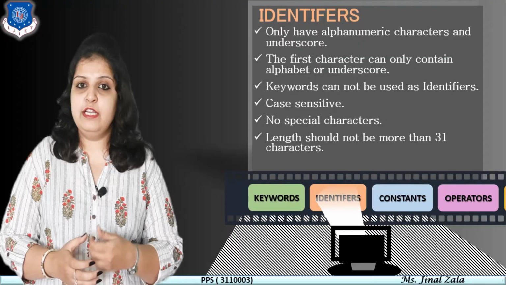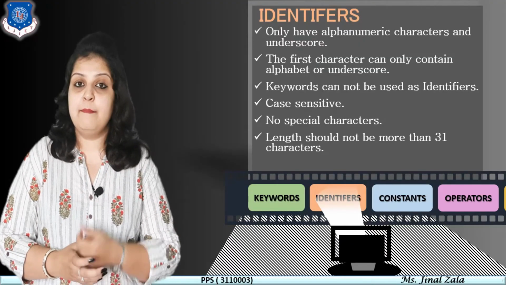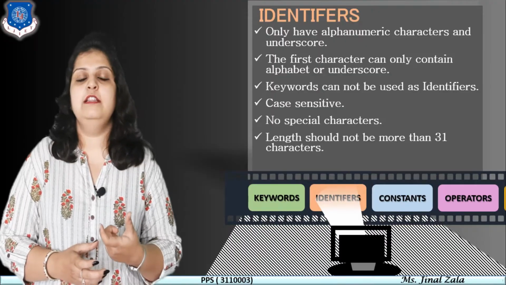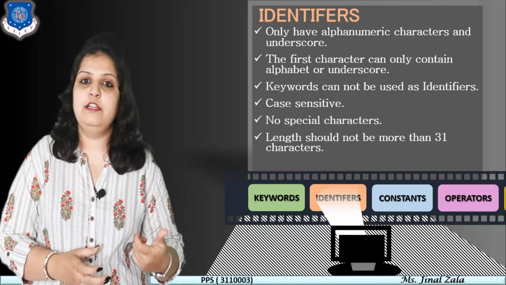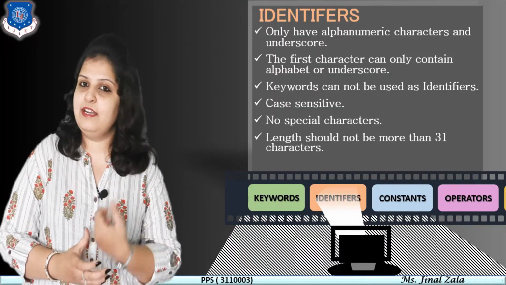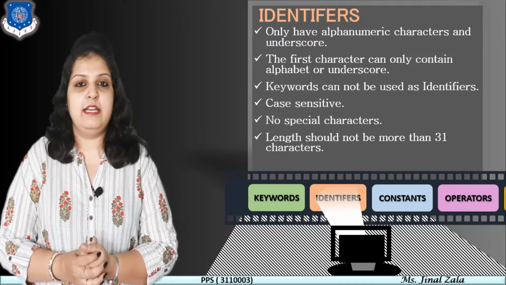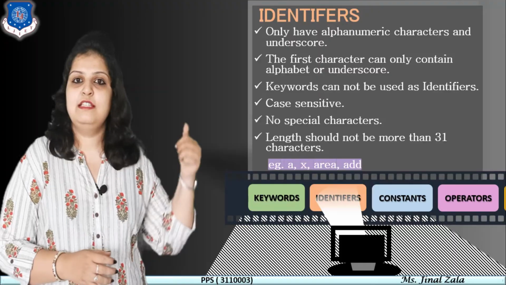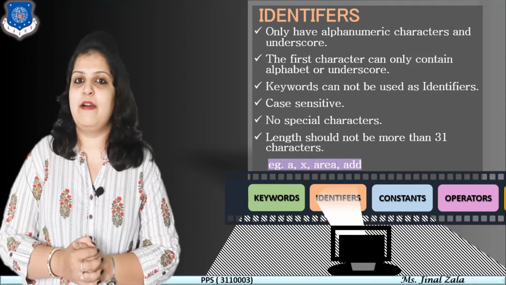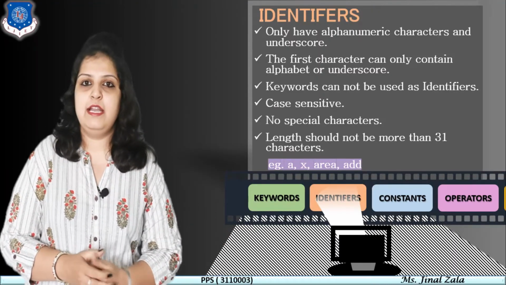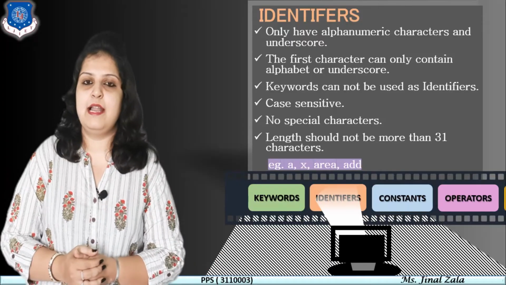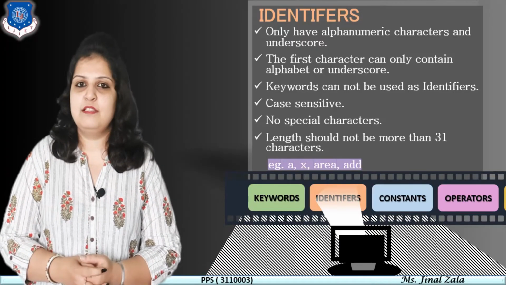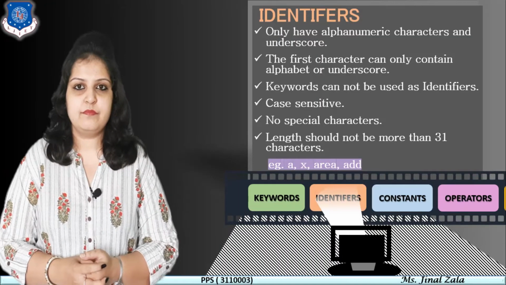Means if you declare one identifier, then the maximum length of that variable is only 31. If you write 32 characters in a single identifier's name, then it is not possible. So you must follow these defined rules for defining identifiers. And here you can see examples like A, capital X, area, all are examples of identifiers.